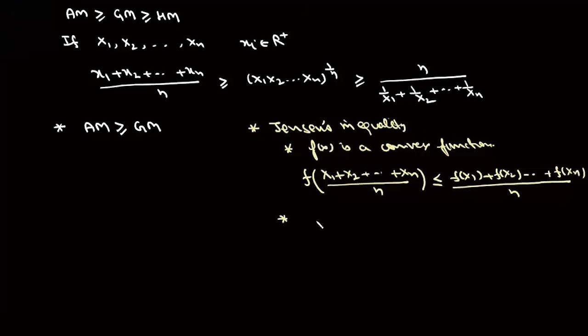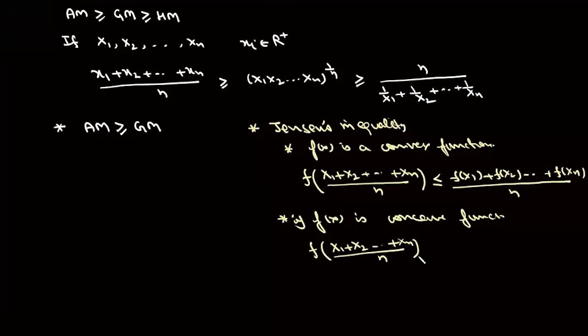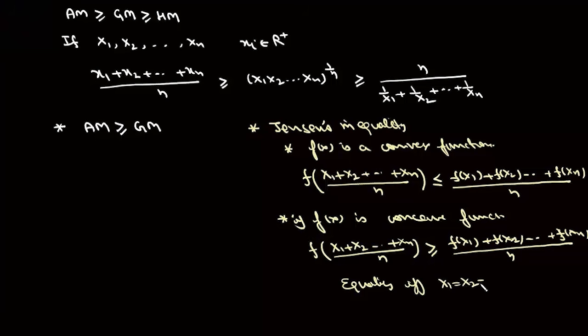And if f(x) is a concave function, this inequality reverses. So then it will be f((x1 plus x2 plus xn) by n) will be greater than or equal to (f(x1) plus f(x2) up to f(xn)) whole divided by n, and we'll get this equality if all the numbers are equal, x1 equals x2 equals xn.